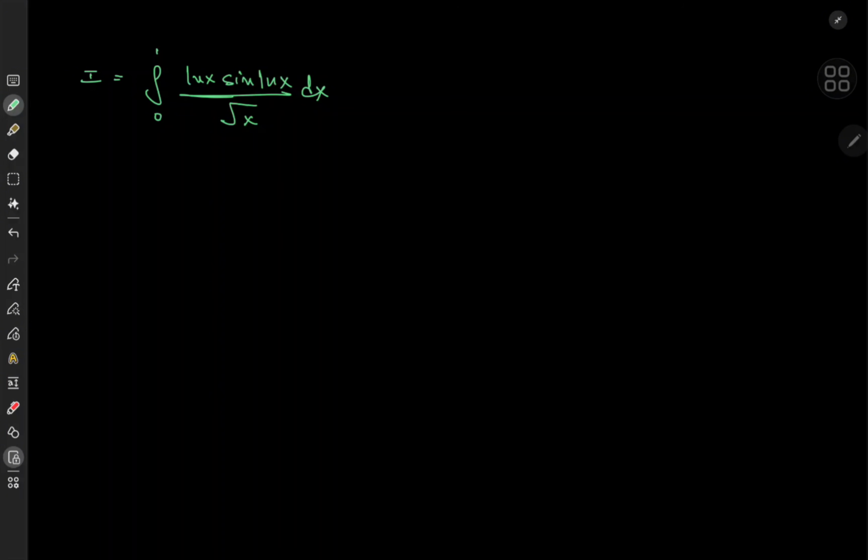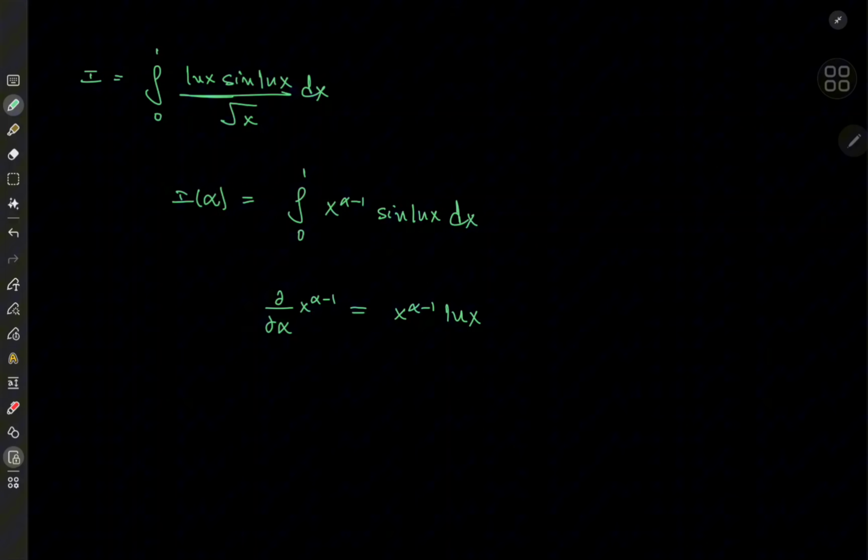Well, we do have a log x term and a sine of log x term. We could make use of an integral function that is defining I of a parameter alpha as the integral from 0 to 1 of x to the alpha minus 1 times sine of log x dx. And the benefit of this is that if I differentiate the function x to the alpha minus 1 partially with respect to alpha, that yields x to the alpha minus 1 times log x.